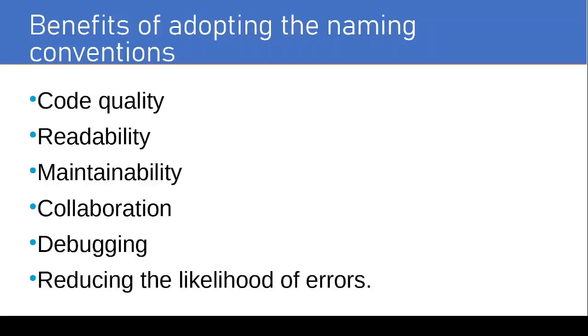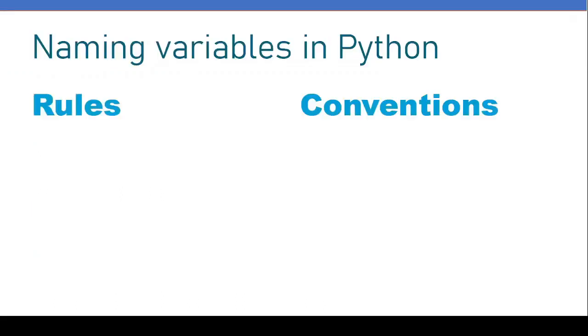Adhering to the rules and conventions of naming variables correctly in Python improves code quality, readability, maintainability, and collaboration, while also helping in debugging and reducing the likelihood of errors. Actually, there are rules for naming the variables, and there are conventions, and both are important.